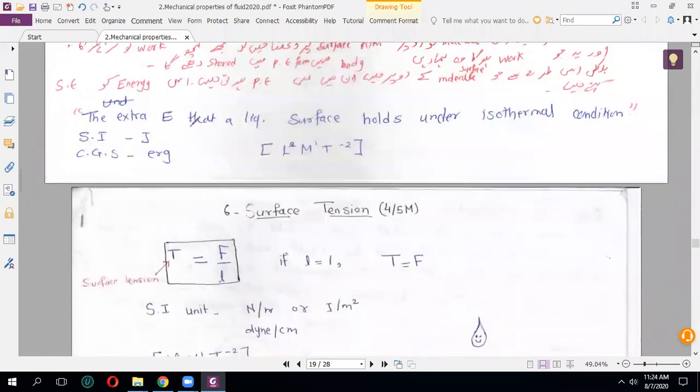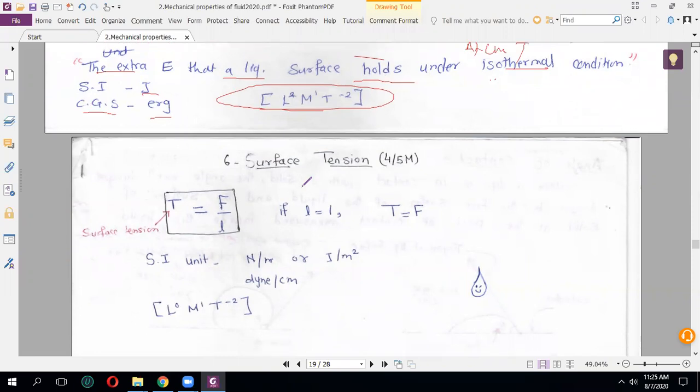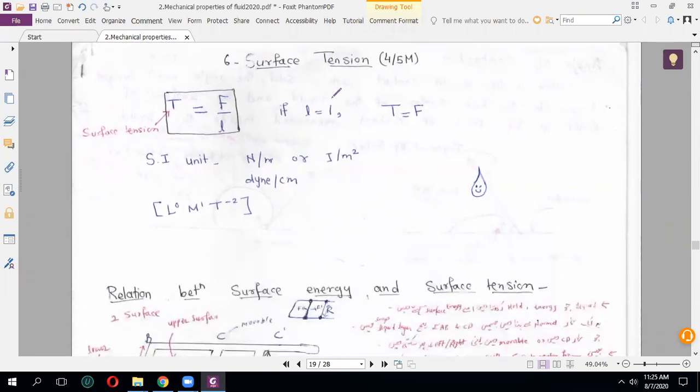So the extra energy that a liquid surface holds under isothermal condition, there is some extra energy which holds the liquid on the surface. That energy is called surface energy. See, the definition is here. Isothermal means at constant temperature. SI unit is joule, CGS unit is erg, and the dimension is, we know how to calculate dimension, L2 M1 T minus 2.